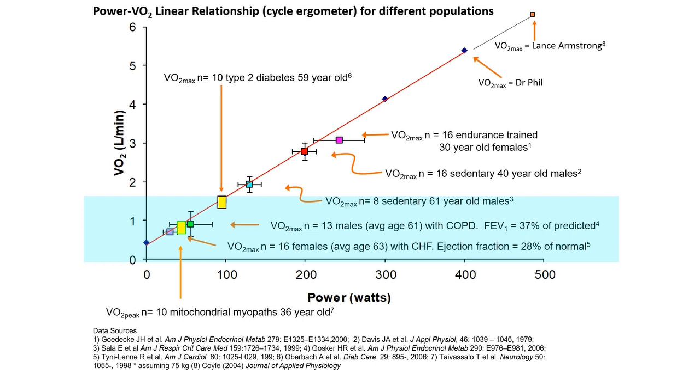Now for running, it's going to be different. This curve will move up and down depending on the runner, because running economy does vary a lot. But for cycling, at least, it's roughly the same.